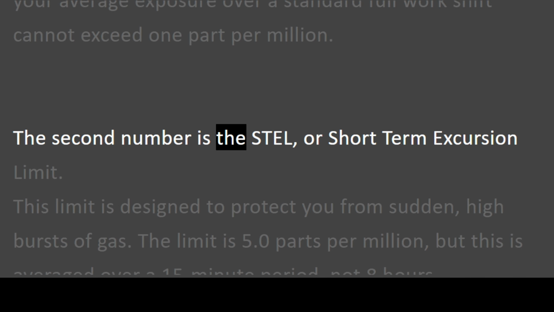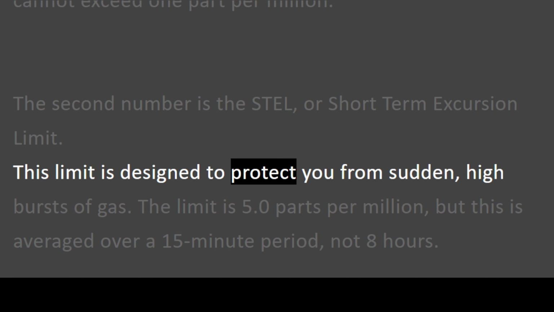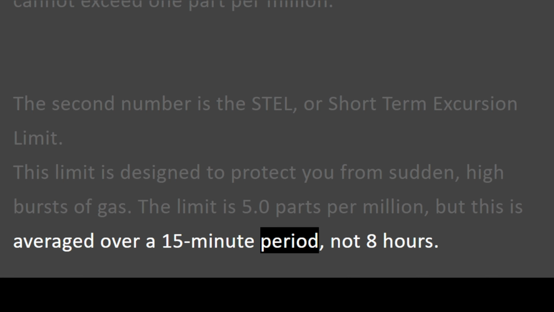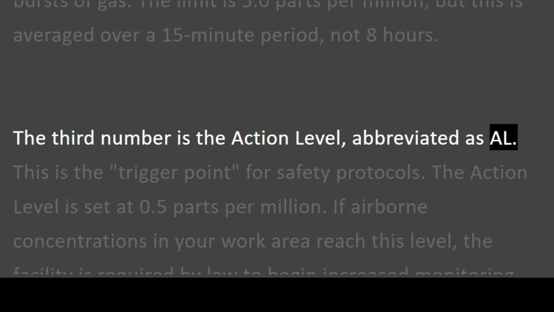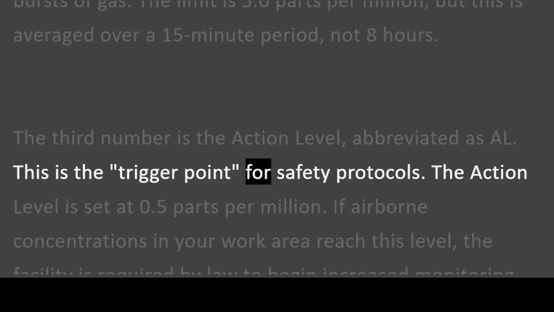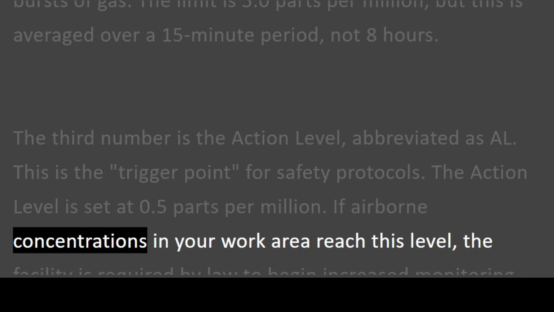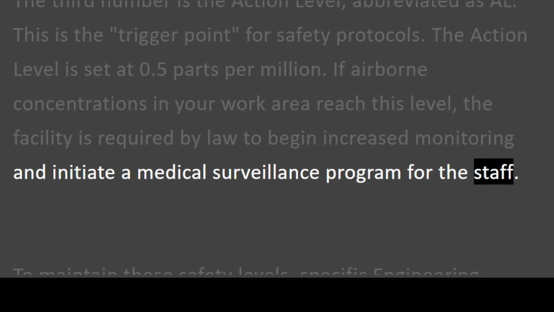The second number is the STEL, or short-term excursion limit. This limit is designed to protect you from sudden, high bursts of gas. The limit is 5.0 parts per million, but this is averaged over a 15-minute period, not 8 hours. The third number is the action level, abbreviated as AL. This is the trigger point for safety protocols. The action level is set at 0.5 parts per million. If airborne concentrations in your work area reach this level, the facility is required by law to begin increased monitoring and initiate a medical surveillance program for the staff.